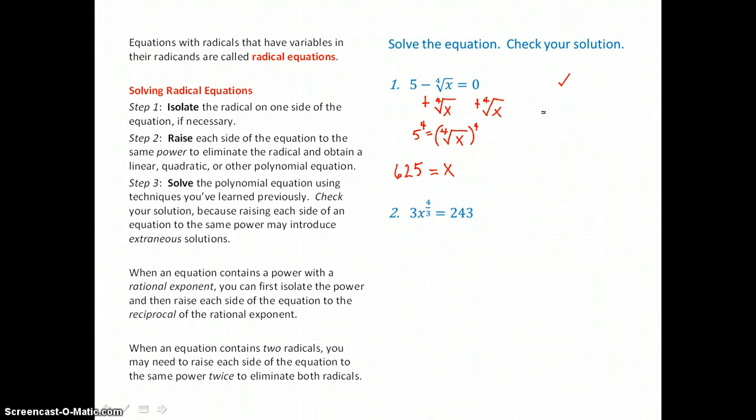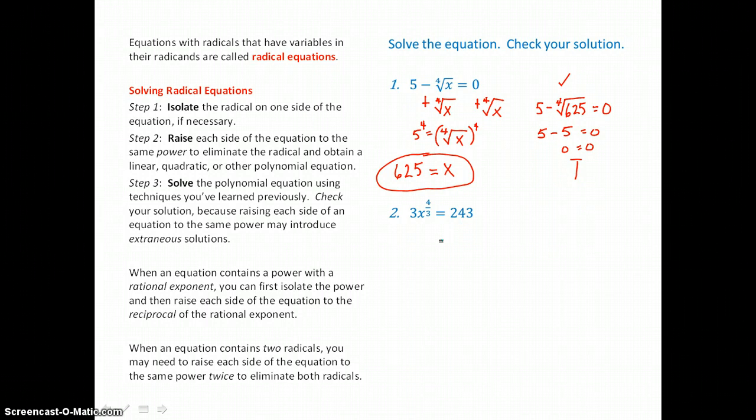Now if I check that solution in our original equation, I'm going to substitute 625 in for x. And I'm going to simplify on the left hand side here. But the fourth root of 625 is 5. And 5 minus 5 does equal 0. This is a true statement, so it tells me that my solution checks. X is equal to 625.